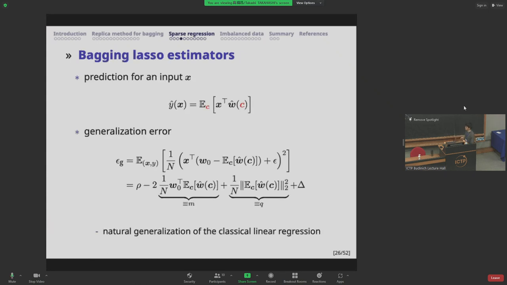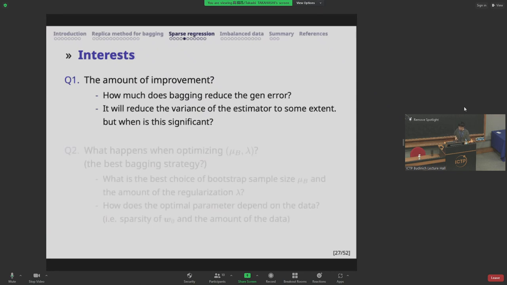We consider the bootstrap average of the predictor for a new input x. Then, by a very simple computation, we obtain the formula for the generalization error. Except that the estimator is replaced with the average estimator, this formula is completely the same as in the traditional linear regression problem. There are two questions that I'd like to address. The first is about the improvement of the generalization error. Of course, the averaging procedure will reduce the variance of the estimator to some extent, but when is this significant? Or is this different from the L2 regularization? This is the first point.